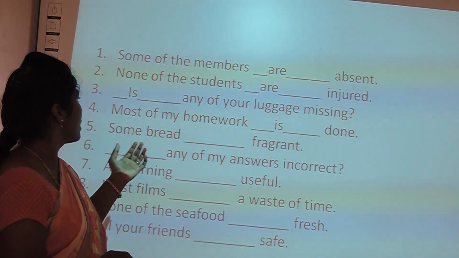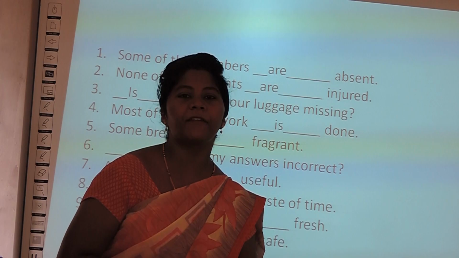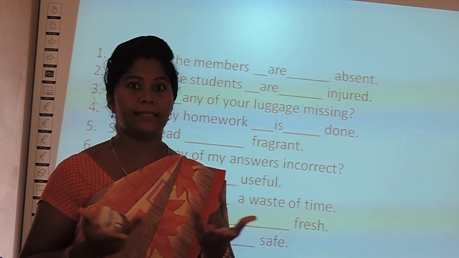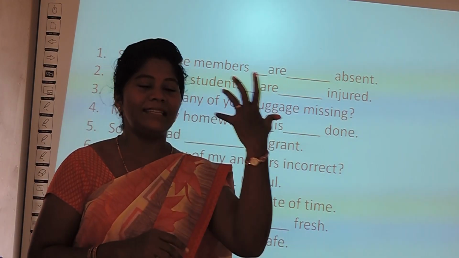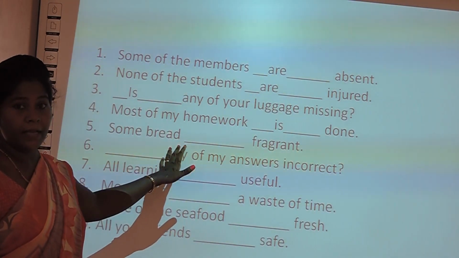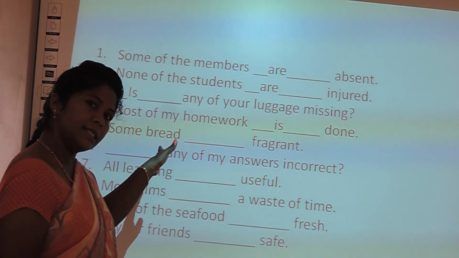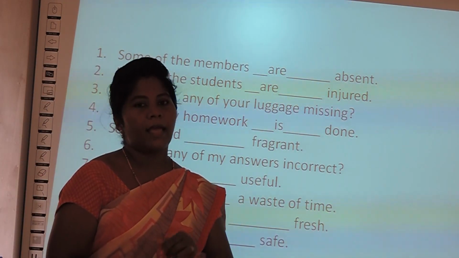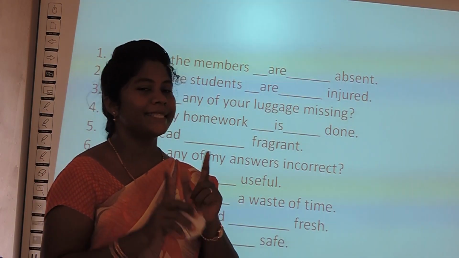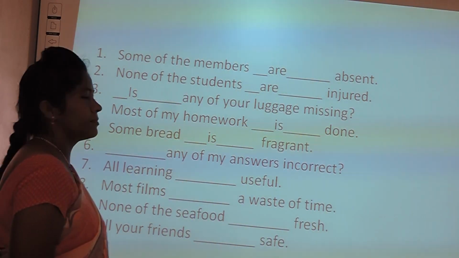Next sentence. Some bread dash fragrant. What do you mean by fragrant? Yes, fragrant means something sweet smelling, like an aroma, a pleasant smell. So here, some bread dash fragrant. Now bread is an uncountable noun, and as it is an uncountable noun, it is going to take a singular verb. Great.